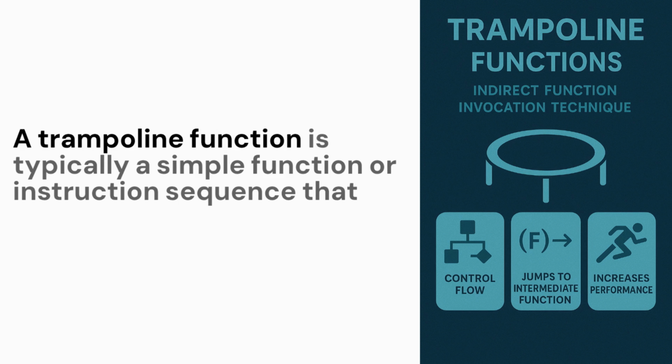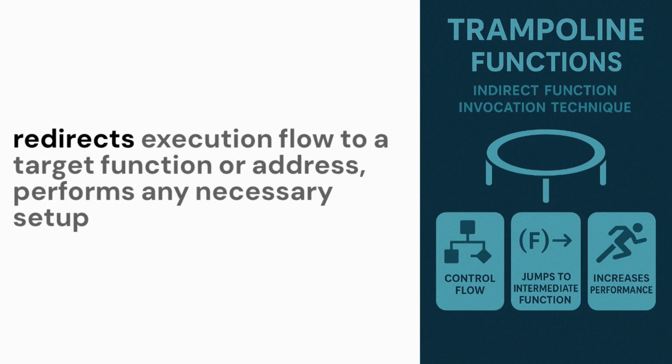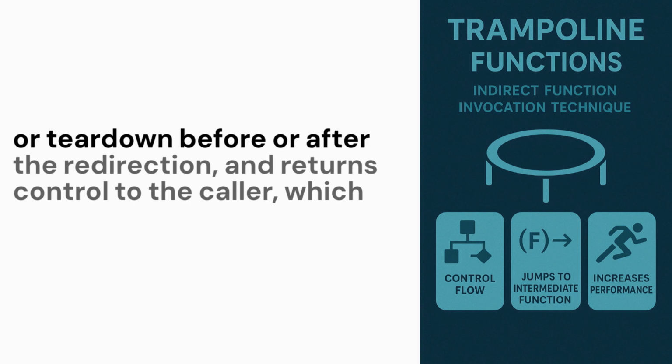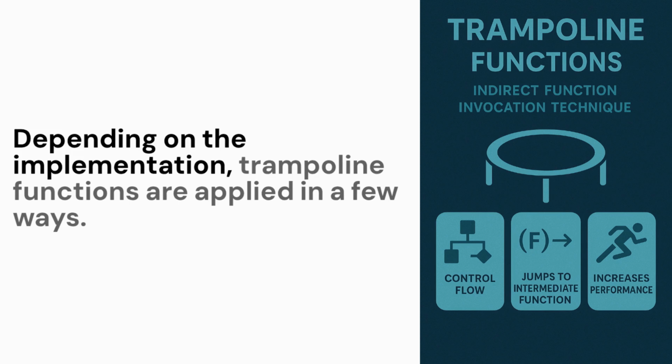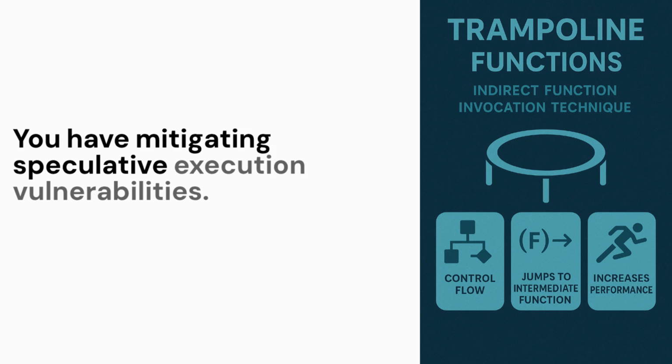A trampoline function is typically a simple function or instruction sequence that redirects execution flow to a target function or address, performs any necessary setup or teardown before or after the redirection, and returns control to the caller, which is optional depending on the implementation. Trampoline functions are applied in a few ways. You have mitigating speculative execution vulnerabilities.